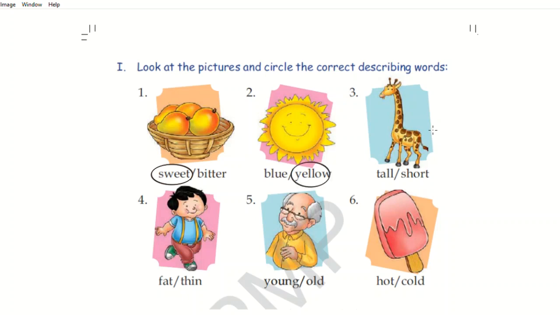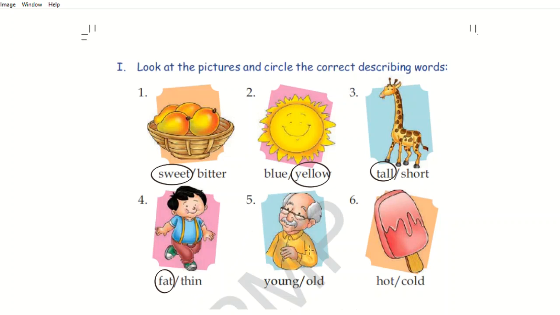Look at the third picture. It is a picture of a giraffe and the describing words options given are tall or short. So the correct describing word for this picture is tall. Children, encircle the word tall. Look at the fourth picture. It is a picture of a boy and the options for describing words given are fat or thin. The correct describing word for this picture is fat. So children, encircle the word fat.